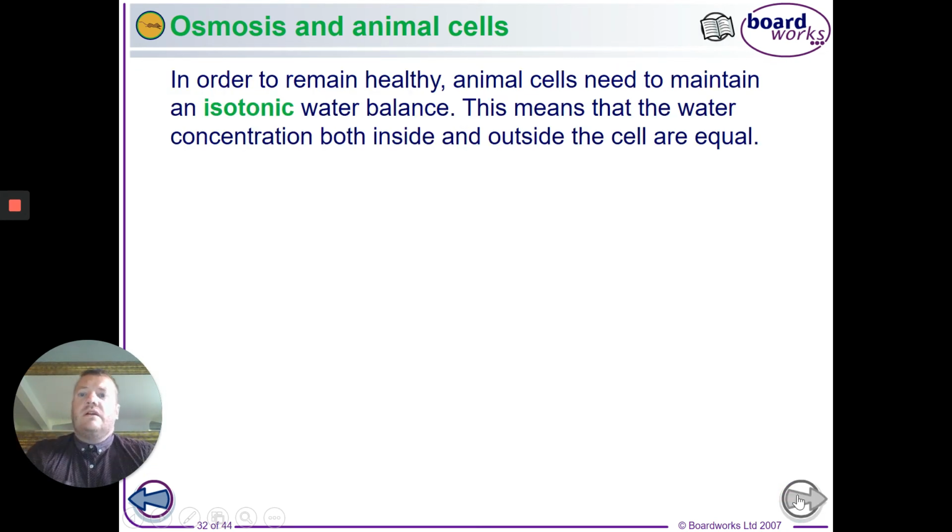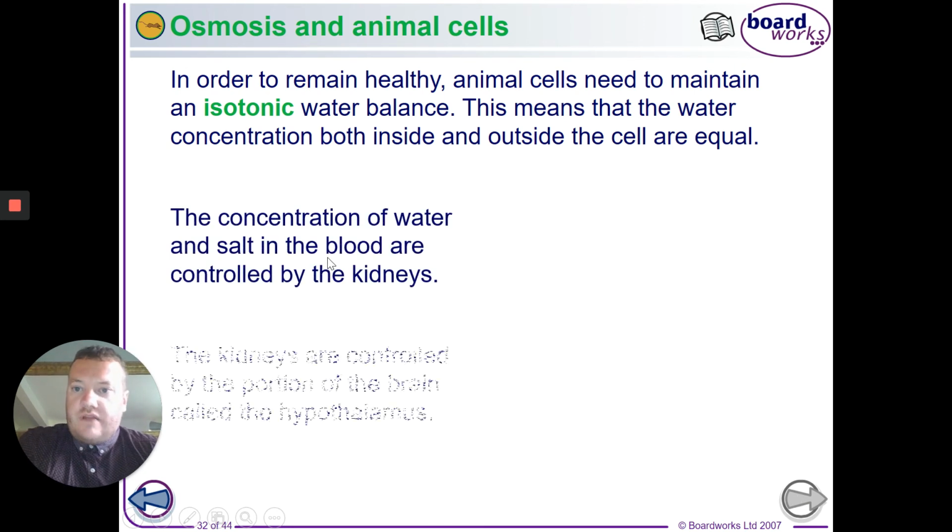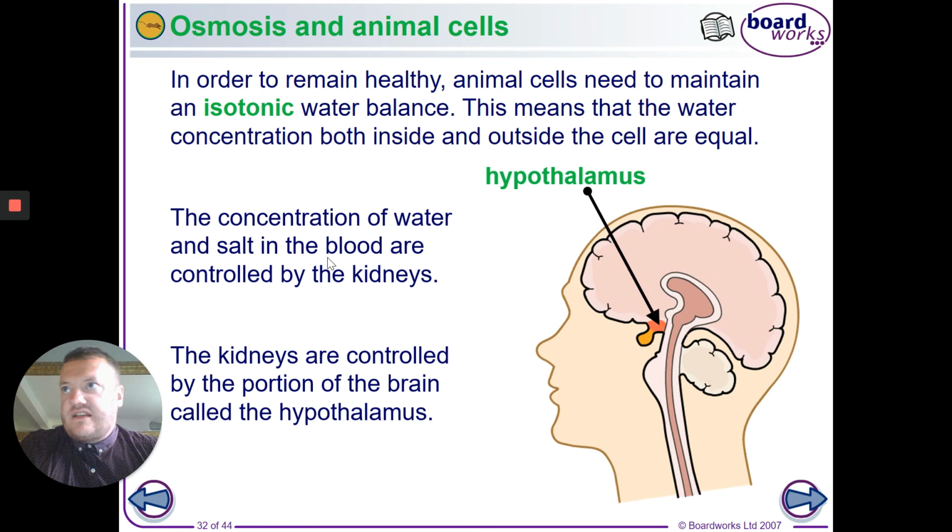All right. So what actually needs to happen is we need to keep this balance called isotonic. Isotonic means it's got the same concentration outside the cell as inside the cell, and that stops the cell taking up too much water and bursting, or not taking enough water and shriveling up and crenating and losing its shape. Okay, so we talk about having an isotonic water balance.